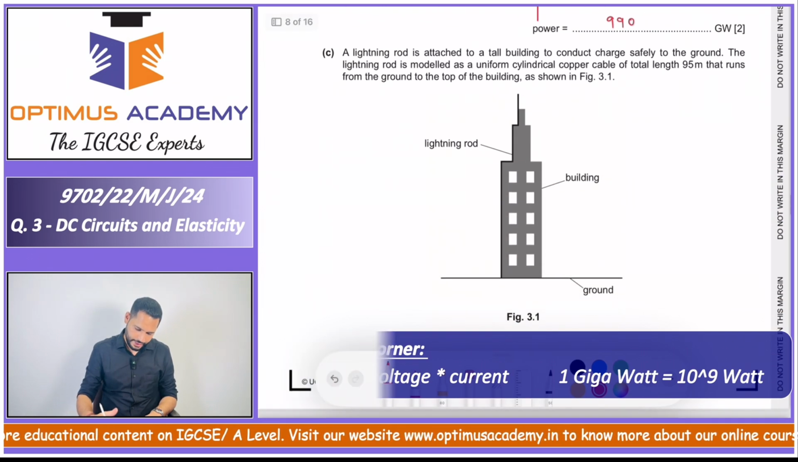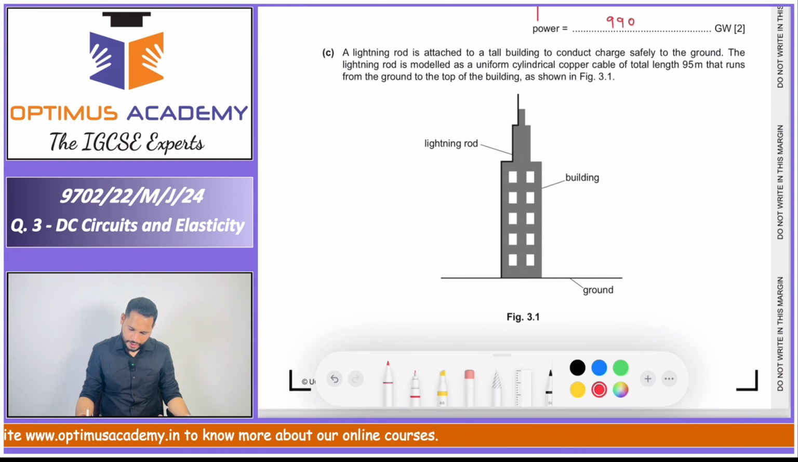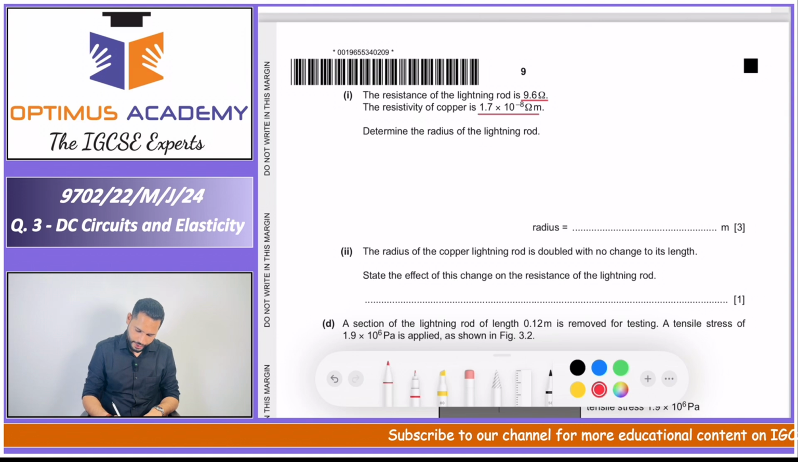Question C, it says a lightning rod is attached to a tall building to conduct charge safely to the ground. The lightning rod is modeled as a uniform cylindrical copper cable of total length 95 meter that runs from the ground to the top of the building as shown in the figure. The resistance of the lightning rod is 9.6 ohms. The resistivity of copper is 1.7 into 10 raised to minus 8 ohm meter. Determine the radius of the lightning rod.